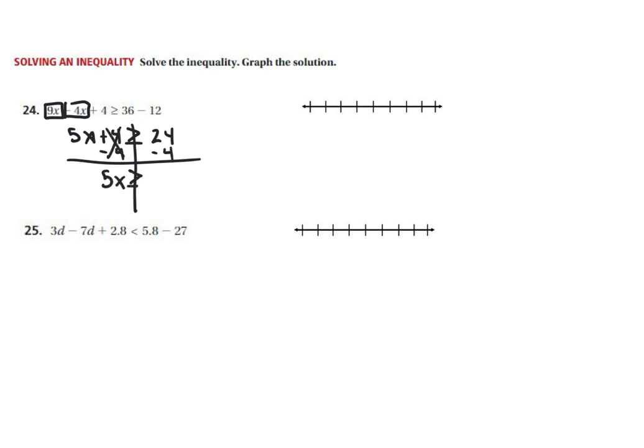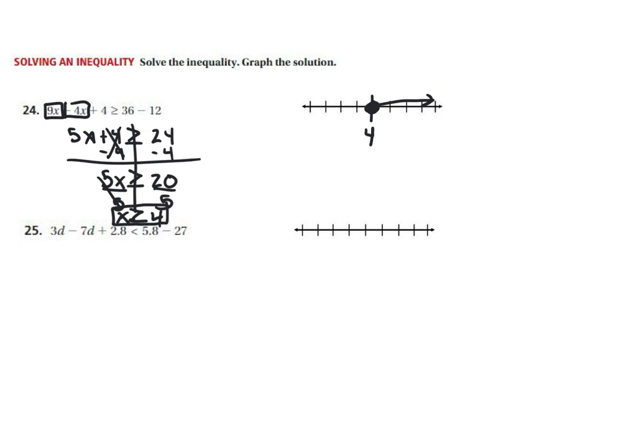So we have 5x is greater than or equal to 20. And we'll divide both sides by 5. We end up with x is greater than or equal to 4. On our graph, there's 4. Our circle is filled in. X is greater than or equal to, pointing to the right.